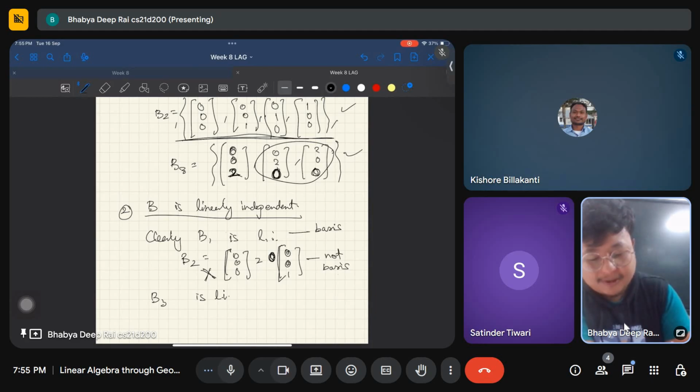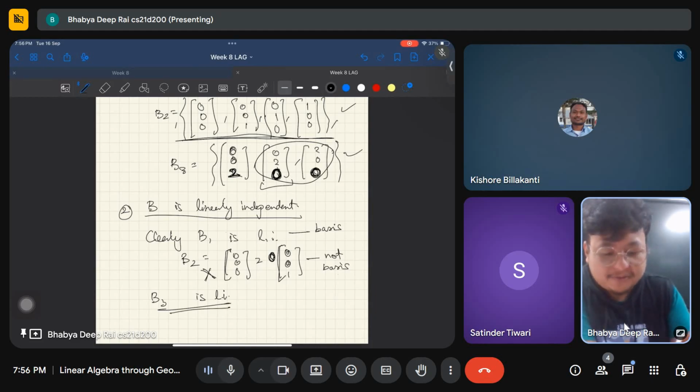No matter whatever I multiply to this vector, I'll get a 0 only in the third component. Here also, as a third component, I'll get 0 only, whenever I multiply with any scalar, and when I add them also I'm going to get 0 plus 0 is 0 only, but I need a 2 here. So it's not possible, and therefore B3 is linearly independent.